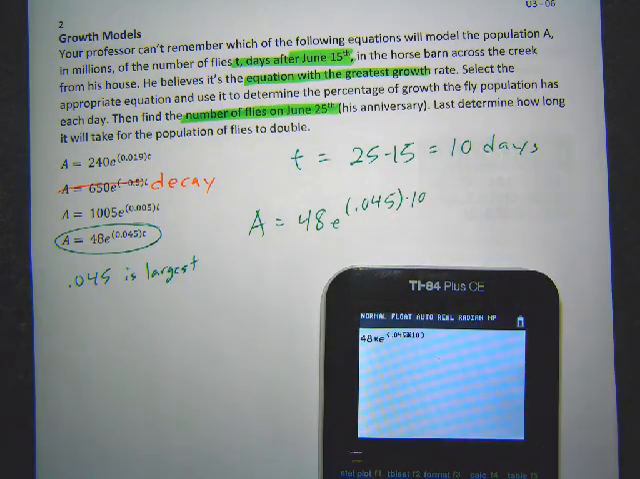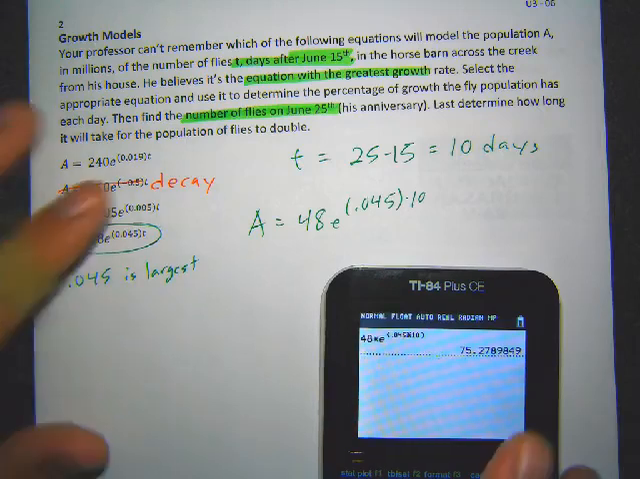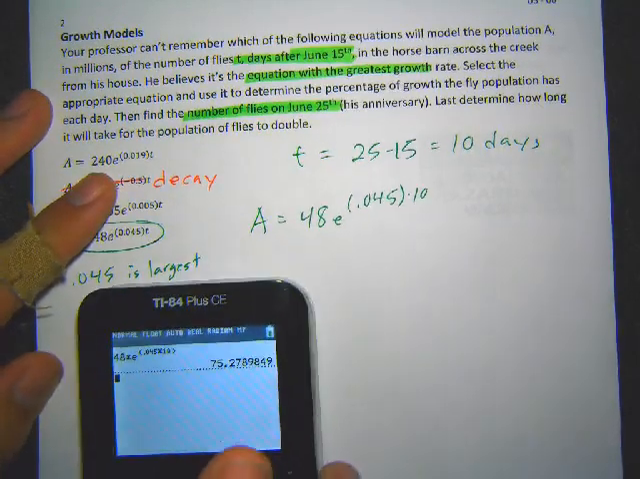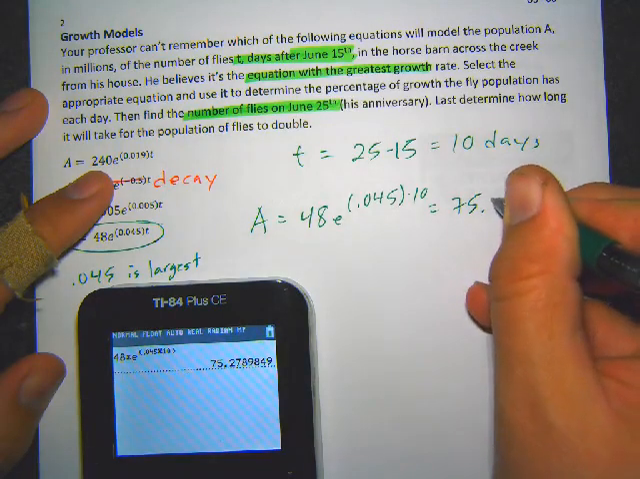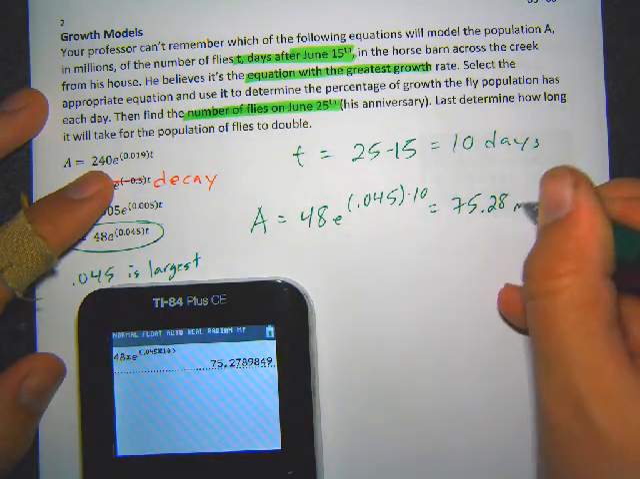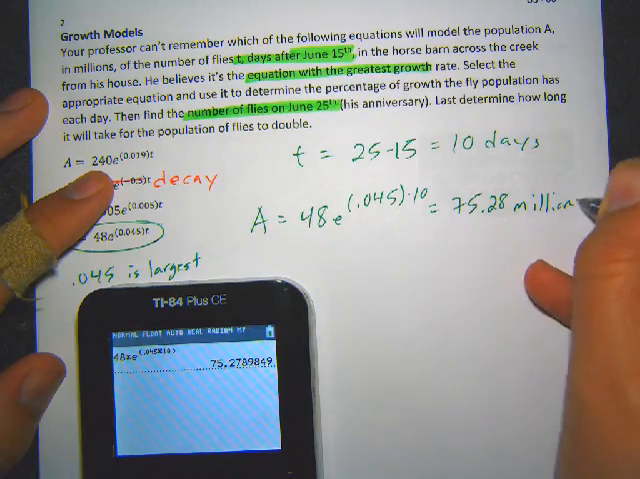You could just multiply those first in your head. That's fine, if you know that gives you 0.45 instead of 0.045 times 10. But if you don't multiply them in your head, it's a good idea to put parentheses around them like that. Hit enter, and we see that there are 75 million flies, right? Because we said this is in millions. So the final amount is going to be 75.28, and again, that's millions of flies.